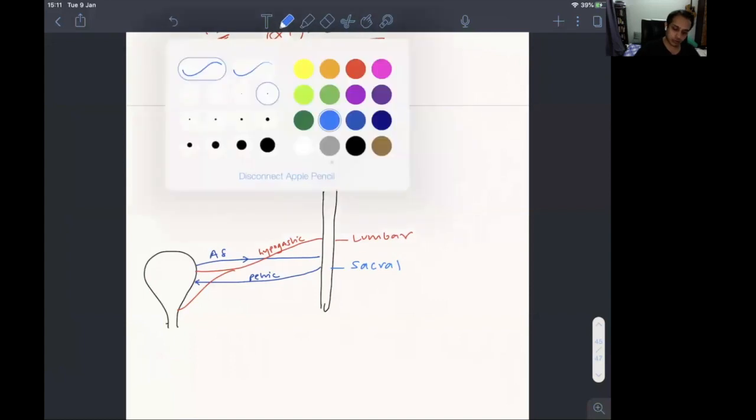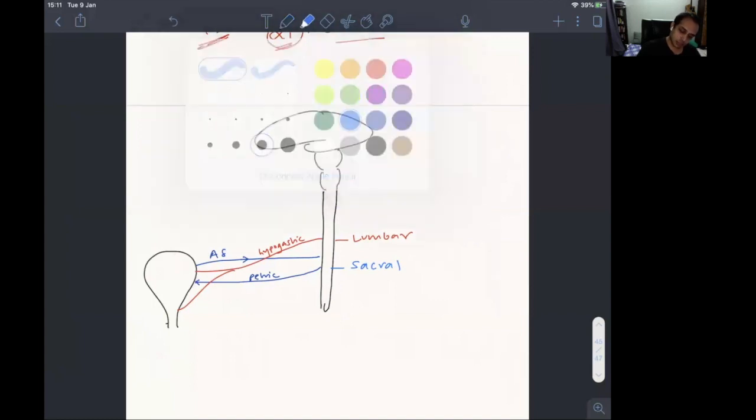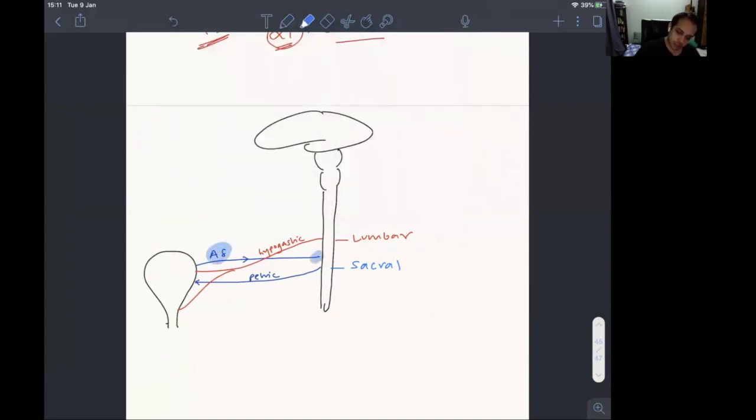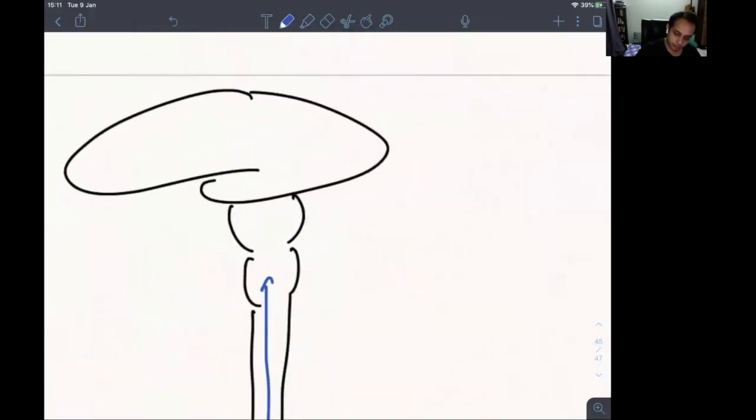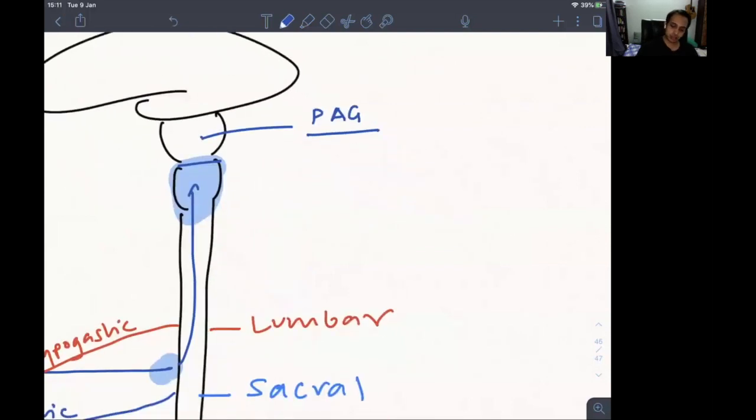Now what happens when the sensation goes up? So via the A delta, the sensation has to go all the way up to the pons. So this is the pontine area. Now in the pons and above, there is an area called PAG. Now what is PAG? PAG stands for periaqueductal gray.